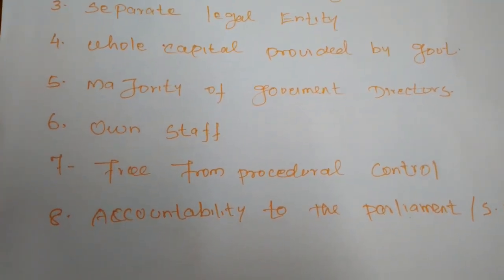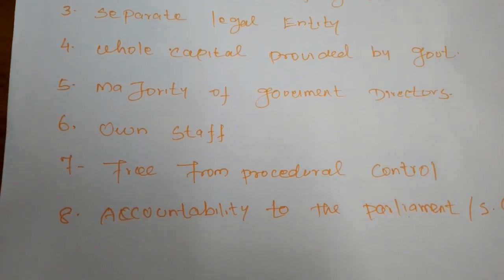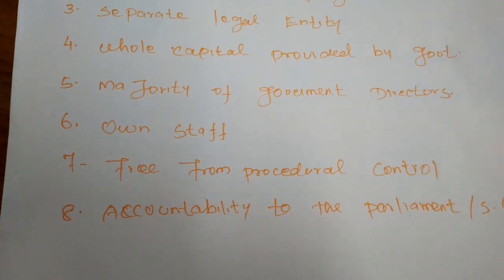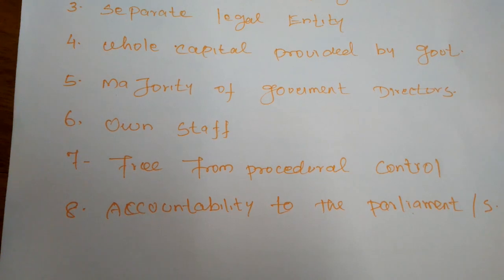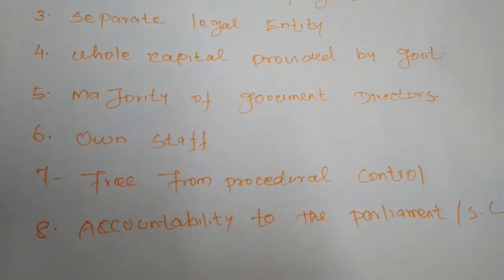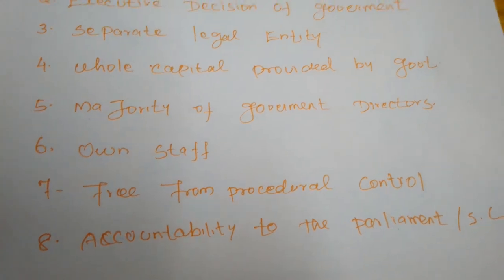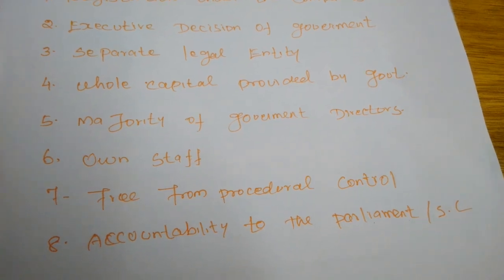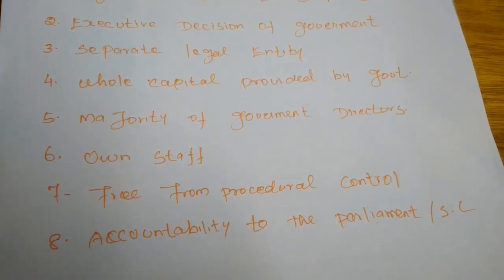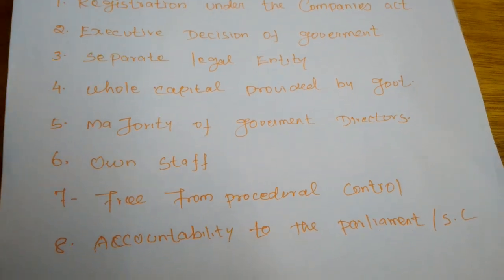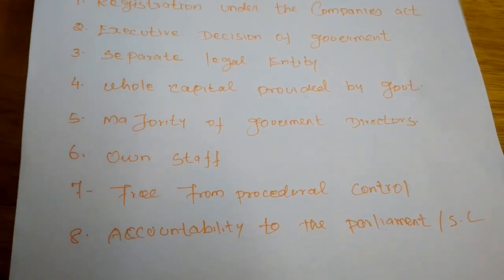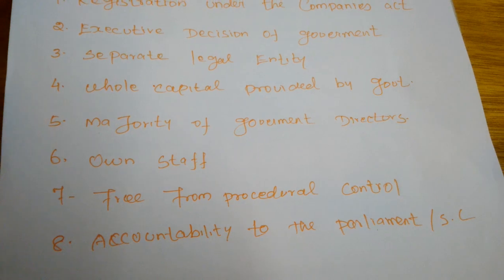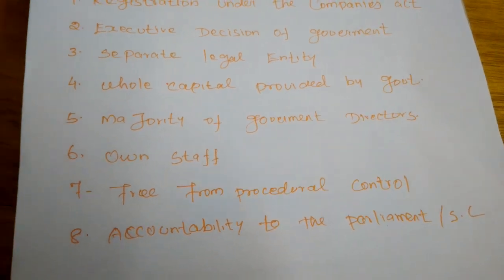Next, own staff. A government company has its own staff, except government officials who are sent to it on deputations. Its employees are not governed by the civil service rules. So even the government company has the power to appoint some of the persons. They will be appointed not only by the civil service rules, but on the basis of deputations of the shareholders or the government companies, or any of the deputed persons of the government can appoint the staff.